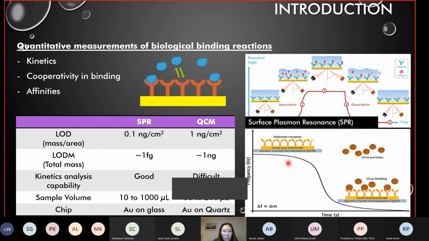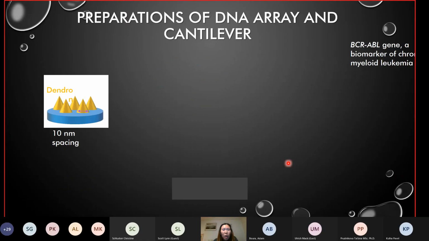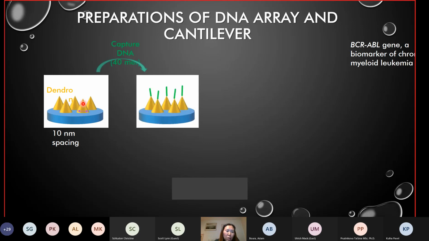So we produce our DNA array sample on the surface. Here, on the silicon or glass surface, we modify a 27 acid dendron. And this dendron structure is pretty good because it has about 10 nanometer spacing between the two apexes of the dendron structure. On top of the apex of the dendron, we covalently link our capture DNA.